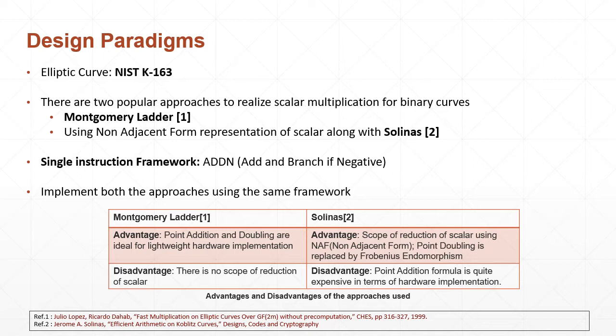Both the approaches have their pros and cons. Montgomery has the advantage of having a lightweight point addition and point doubling formula, whereas there is no scope of reducing the length of the scalar. Whereas in case of Solinas, the point doubling is replaced by a low-cost Frobenius operation, and also the length of the scalar gets reduced by using the non-adjacent form of the scalar. But point addition and point doubling formulas are quite expensive in case of Solinas.